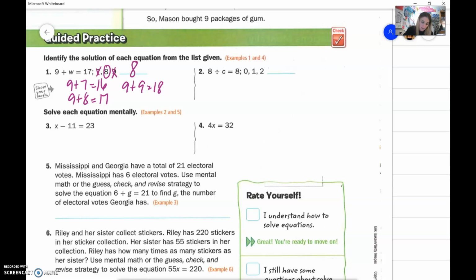All right, 8 divided by what equals 8? 8 divided by 0 is 0, so that one doesn't work. 8 divided by 1 equals 8. Well, that one works. 8 divided by 2 equals 4. Not what we're looking for, so my answer is 1.